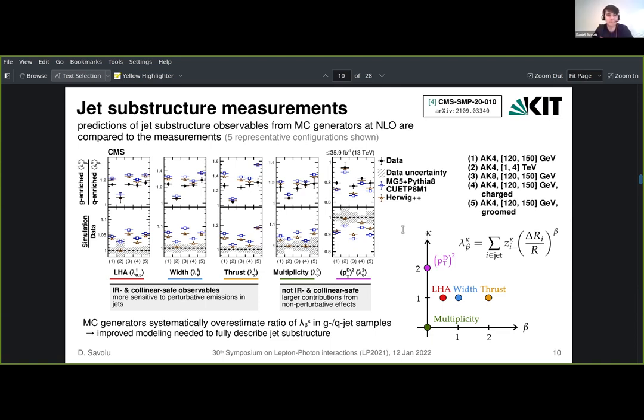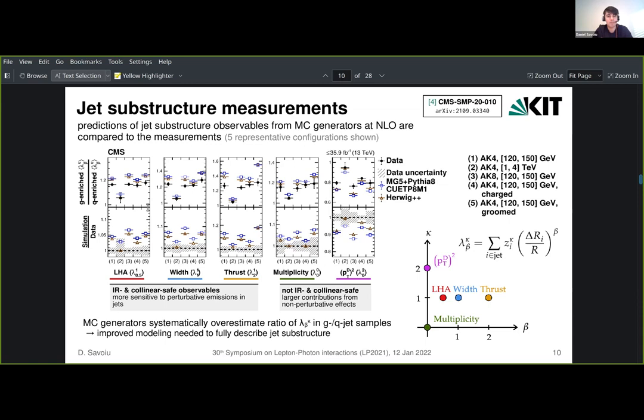So this is my last slide. You can look at what jet substructure measurements actually result in. This is comparing predictions to data of these jet substructure observables. What you see here are the 5 variables that I mentioned before in the different colors. And each variable is measured for very different configurations. Here the 1 through 5 tells you a combination of a jet radius and a PT range. Sometimes you look at only the charged components, or you use groomed jets. So these are really very extensive measurements.